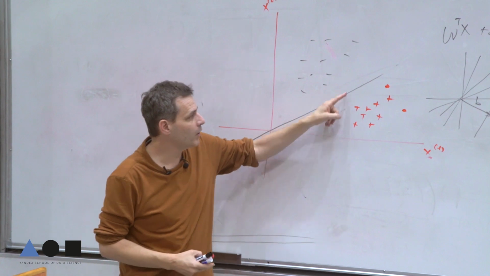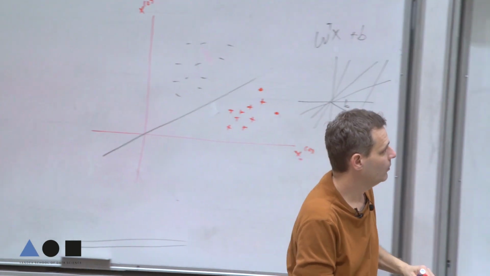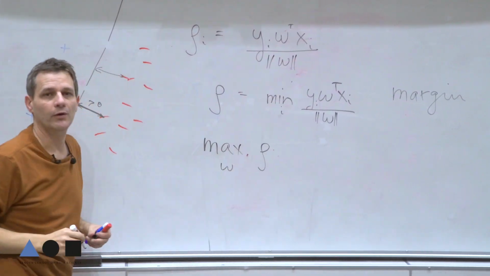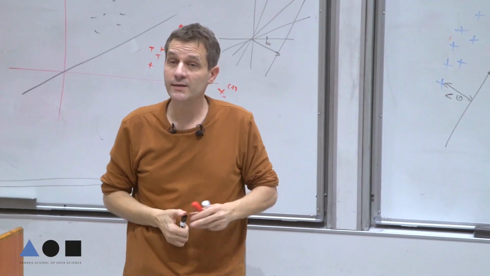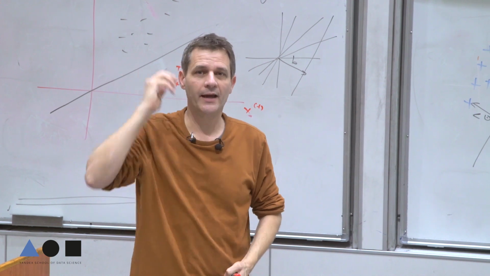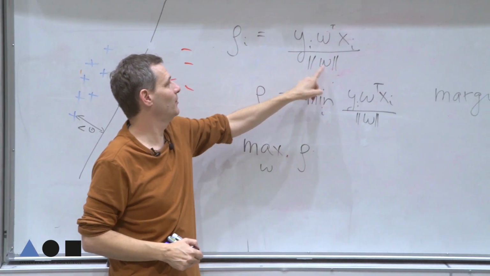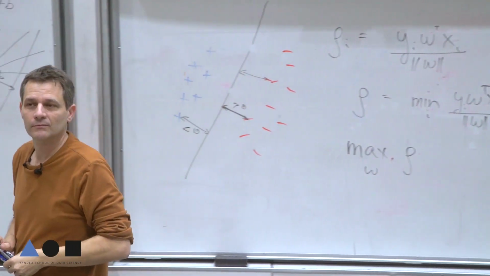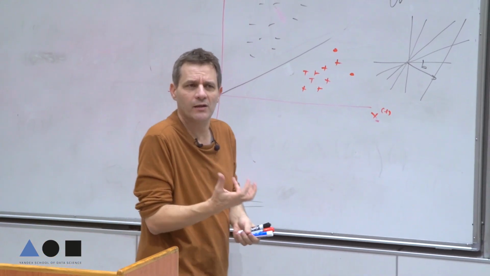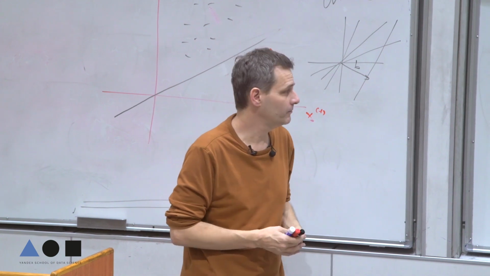So you want to define the margin in a way that does not depend on the scale of W. So what we want to do is define a margin in a way that does not depend on the norm of W. And you can see that with this definition, if you multiply all the entries of W by a scalar, let's say 2, this is going to be doubled, this is doubled, and the margin is going to be the same. OK? So this is more like the correct geometric definition of a margin.